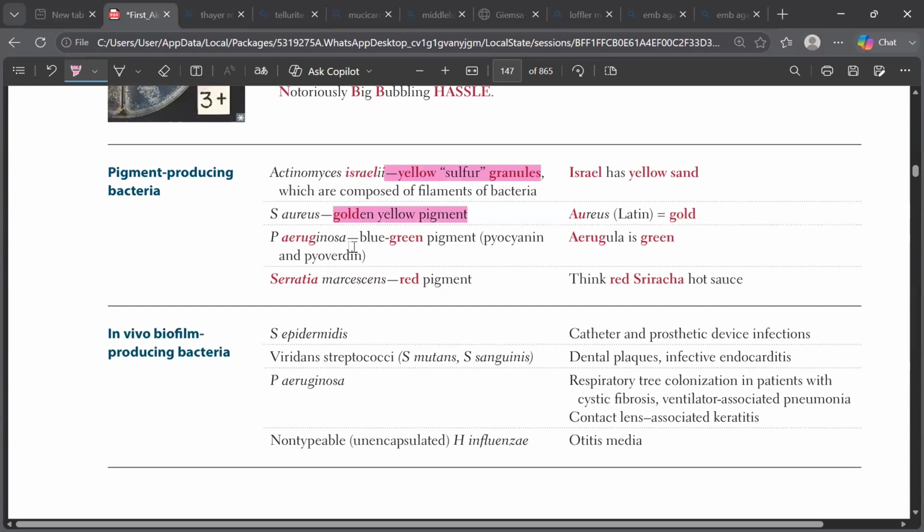Then we have P. aeruginosa that has a blue-green pigment, pyocyanin and pyoverdin. Arugula is green. Then we have Serratia marcescens that has a red pigment. Think red sriracha hot sauce.